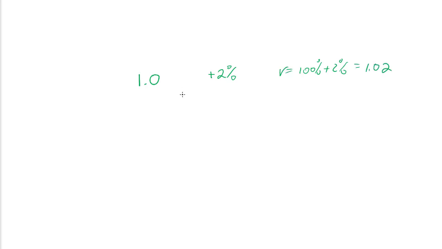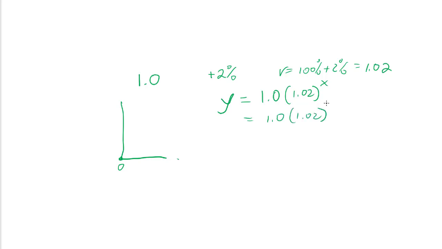1.02. So my exponential equation here, which would be a growth curve, is y equals A0, which is 1.0, times my multiplier 1.02 raised to the x. What would that curve look like? Well, that means when x equals 0, my function value would be 1.0 times 1.02 to the 0.